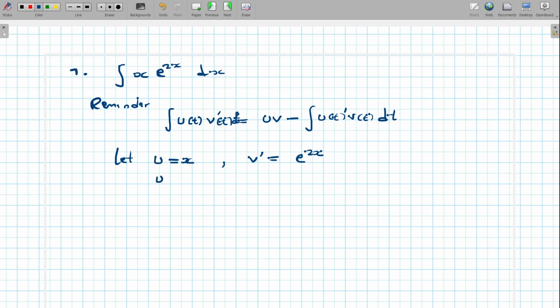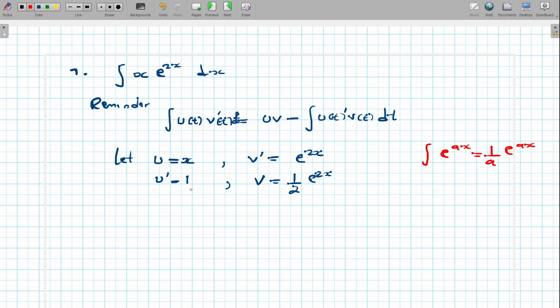The derivative of x is 1, so u prime is equal to 1, and the integral of e to the power 2x gives v equal to 1 divided by 2 e to the power 2x. If you're lost and don't know where this is coming from, remember that the integral of e to the power ax is equal to 1 divided by a times e to the power ax. This is what I've applied to get what I have here.